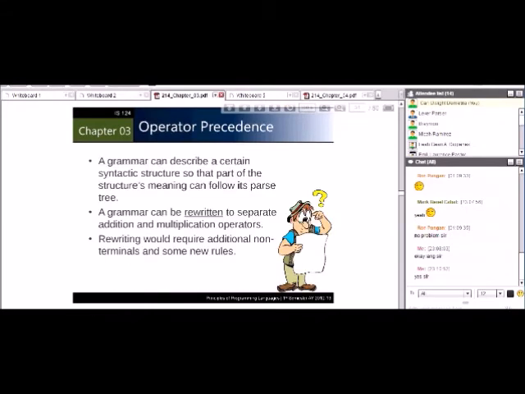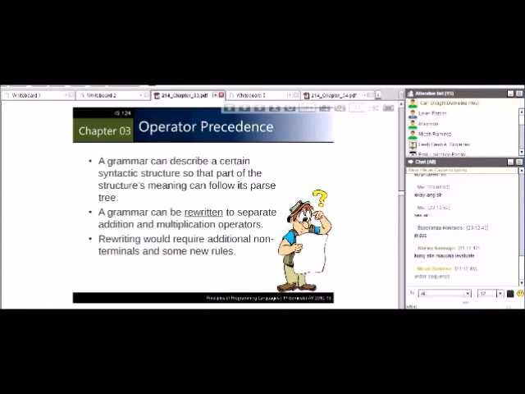Operator precedence, sorry, we skipped this one. This is actually, for me, more important than operator associativity. So in operator precedence, we are actually defining rules. Now, when we say precedence rules, what does it mean? Anyone? Okay, we want to define the precedence rules. Now, what do we mean by precedence rules?